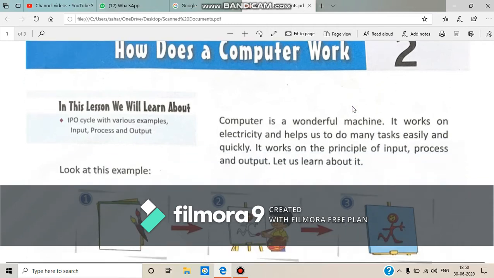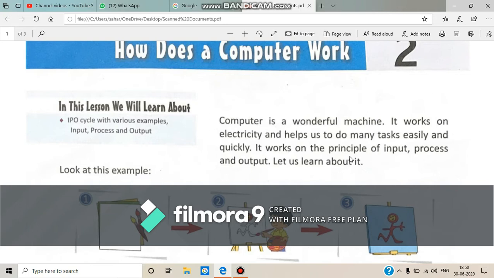So children, as you know, a computer cannot work on its own. So we need to enter letters, numbers, pictures and instructions into the computer to make it work. And all these things like letters, numbers, pictures and instructions that we are giving to the computer to make it work are called data. Okay, so different parts of a computer do different types of tasks.